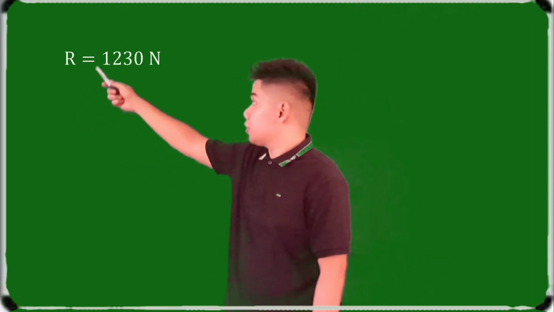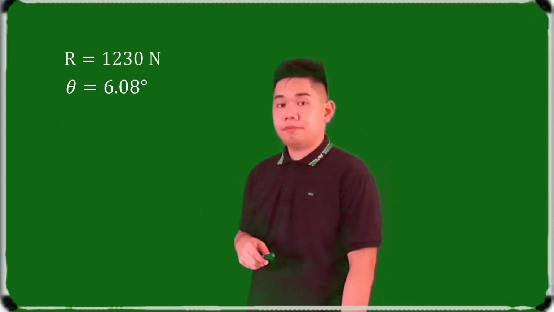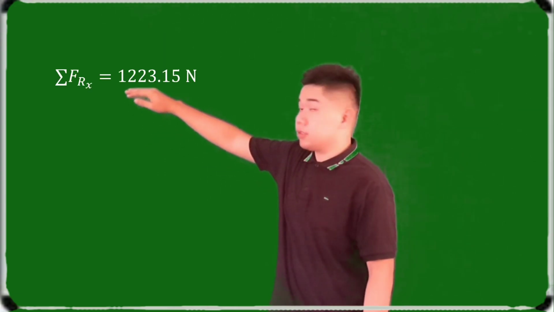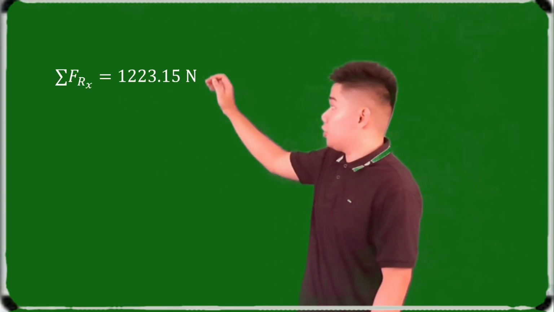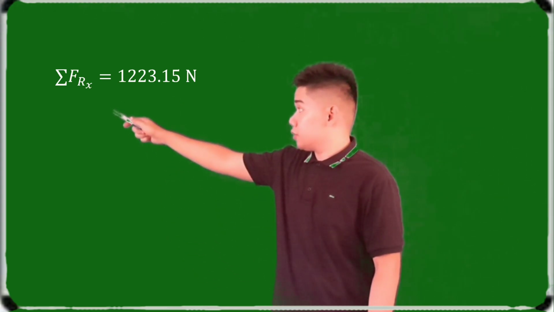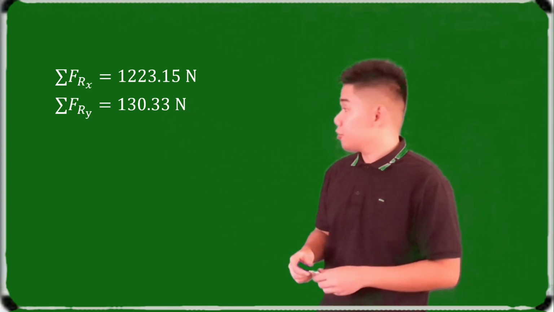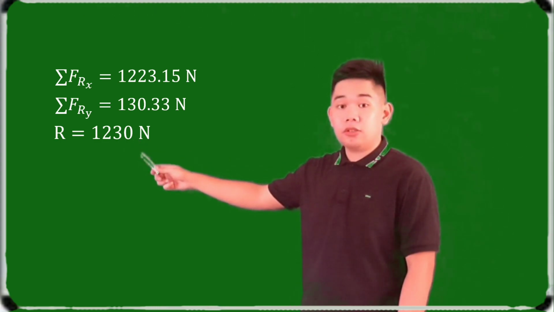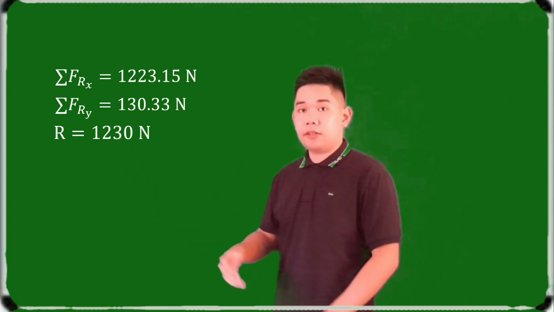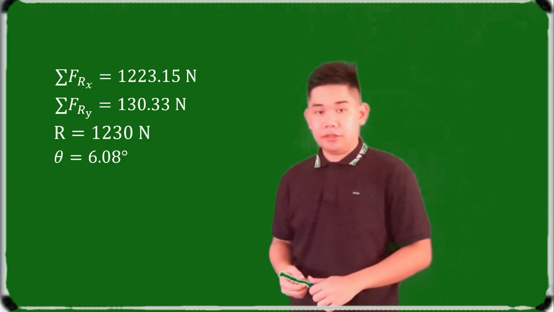So we have here the resultant, which is 1,230 Newton, and our angle, which is 6.08 degrees. We already calculated the problem. Now we are going to draw our final answer. We know that our resultant force of X is equal to 1,223.15 Newton, and our resultant force of Y is equal to 130.33 Newton, and the resultant is 1,230 Newton at an angle of 6.08 degrees.